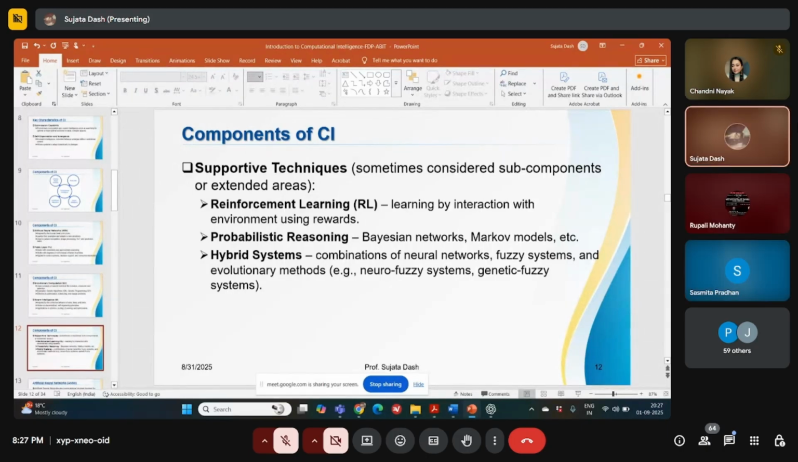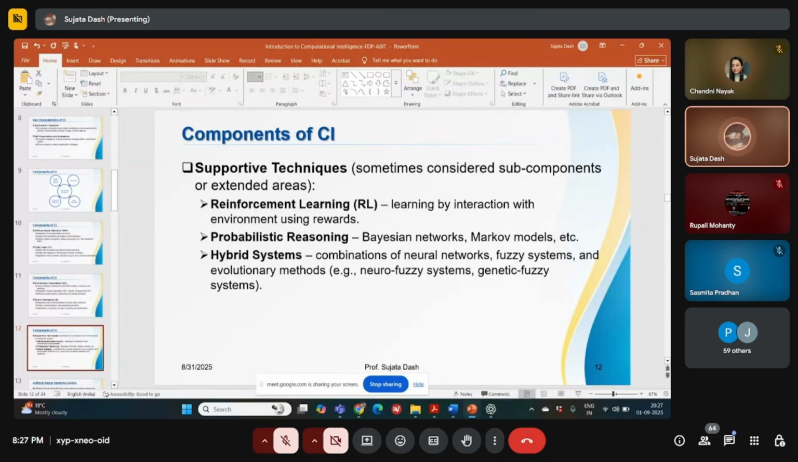Some of the examples are predicting disease risk in healthcare when patient data is incomplete. Similarly, speech recognition systems guessing the most likely word you meant.